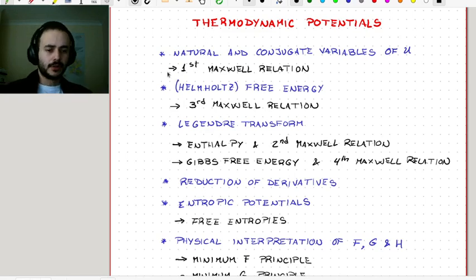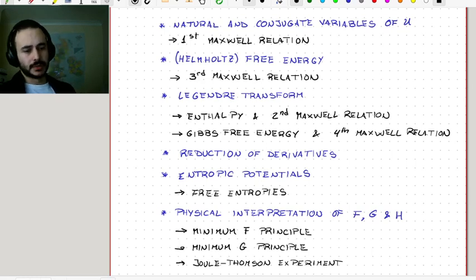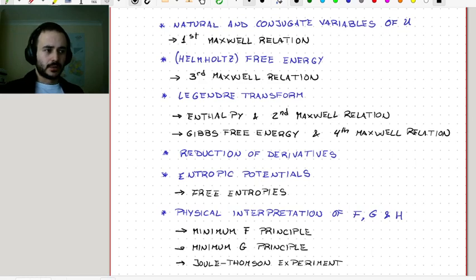Okay, so then we are going to talk again mathematically about something we are going to be doing often in this course, which is the reduction of derivatives. So often when we are studying a problem in thermodynamics, we have to ask ourselves about some partial derivative of something which is maybe not experimentally accessible. For instance, the internal energy, or for instance, the entropy.